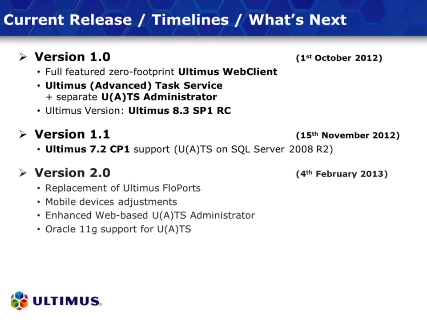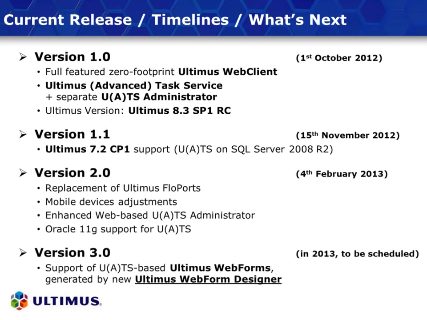So talking about version 1.0, what is next? Version 1.1 on November the 15th will support Ultimus 7.2 CP1, still UATS on SQL Server, and then with version 2.0, the Ultimus Advanced Task Service will also support Oracle 11g. It will replace Ultimus Flow Ports, and it will have improvements and adjustments for mobile devices. And we are improving the Ultimus Web-based Advanced Task Service Administrator also step by step.